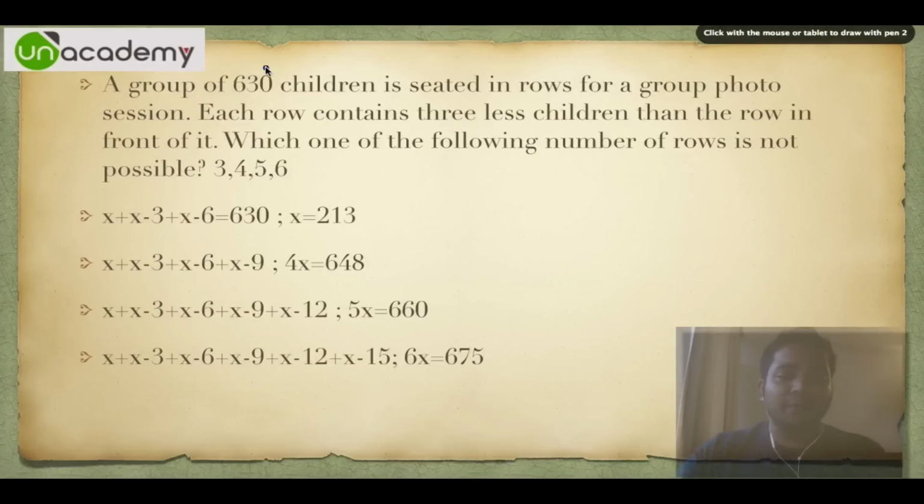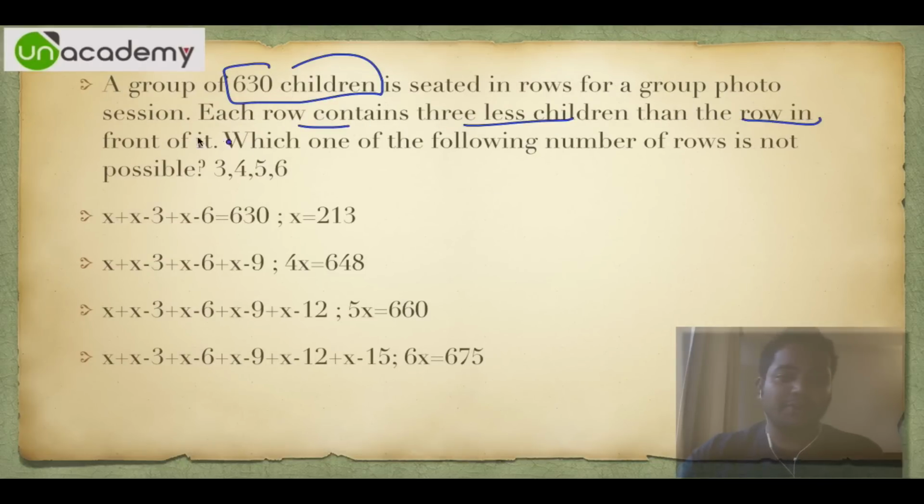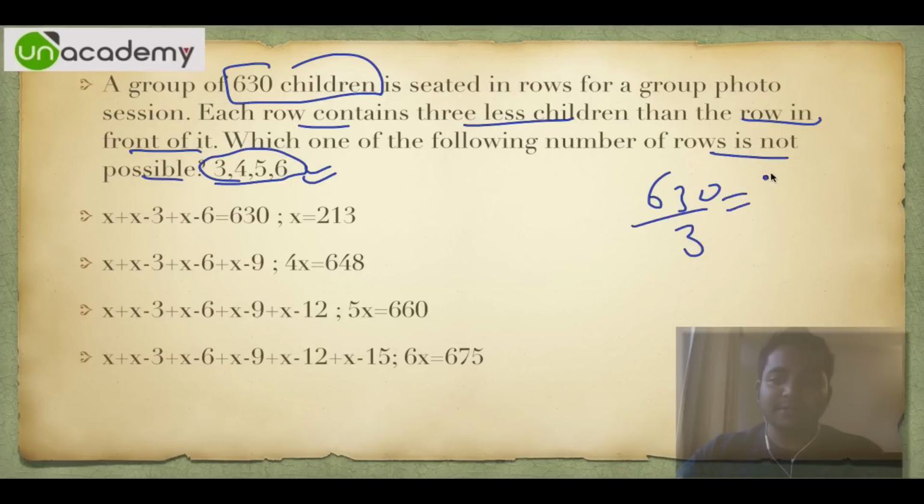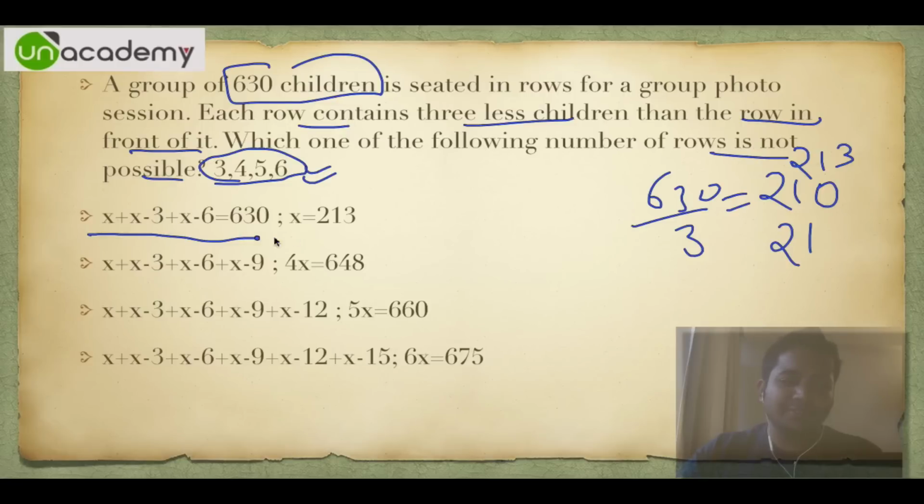Then we have a group of 630 children. Each row contains 3 fewer children than the row in front of it. Which one of the following numbers of rows is not possible: 3, 4, 5 or 6? See, I'll use jugaad again. So I'll divide 630 by 3. So 630 divided by 3 is 210. Is that understood? Then you have to use this.